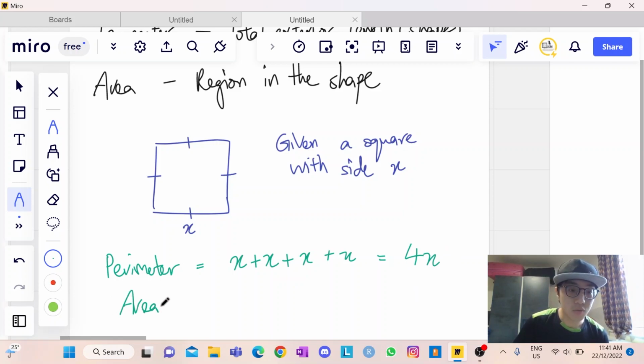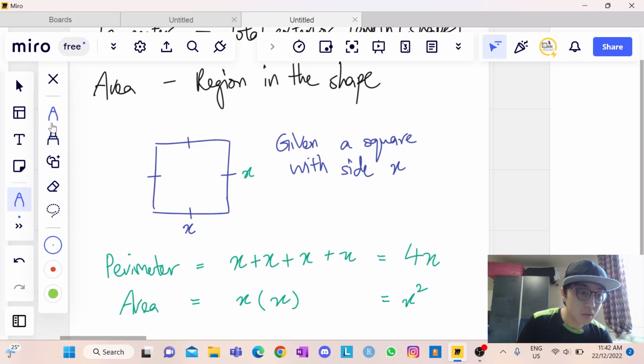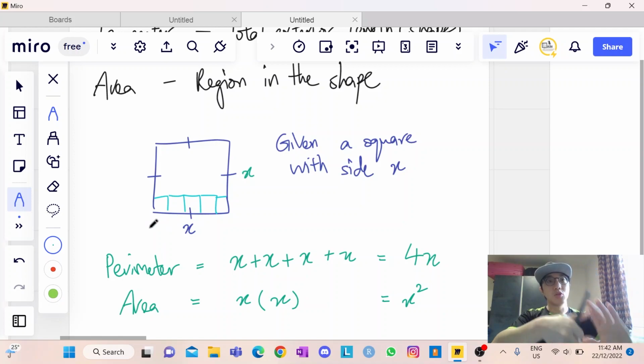And the area is the region covered by this. So for every single small block right here, you will have a base and a height. All right, so since this is also x, therefore you can say the area is x multiplied by x, and you will get x squared, unit square. All right, so how this area works is, if you are to imagine this, I divide this into a lot of small blocks. All right, so let's say this is 1 unit. So 1 multiplied by 1, so it's like a unit square.